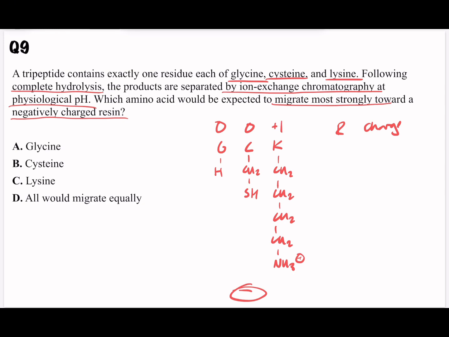And so now looking at all three of our answers, we see that we're comparing an amino acid with a net charge of 0, another one with a net charge of 0, and then an amino acid with a net charge of +1. And if we have a net charge of +1, that is going to attract to the negative resin strongest. And so we know it's not glycine, we know it's not cysteine, we know they all won't migrate equally because 2 have a net charge of 0 and lysine has a net charge of +1. And so we know that our answer for question 9 is lysine.